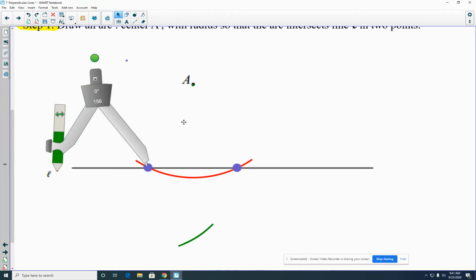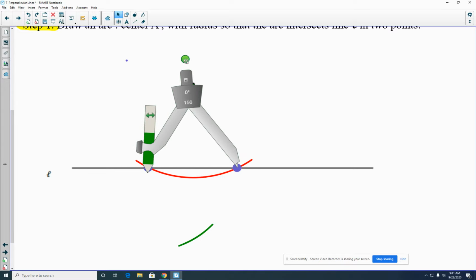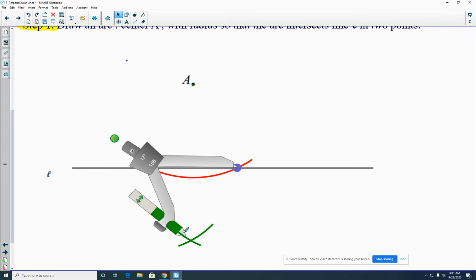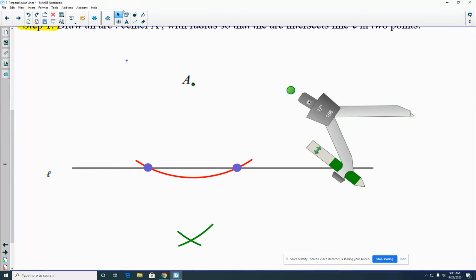Okay, and now I need to flip my compass around, go to the other endpoint, and swing another arc. Excellent. And now I'm going to connect point A through the intersection of those arcs. Remember, we're constructing perpendicular lines here, so I'm going to put an arrow over here on this end, and perfect. So now these lines are perpendicular. You show that two things are perpendicular by putting a little box in between them. So this vertical line is perpendicular to this horizontal line.